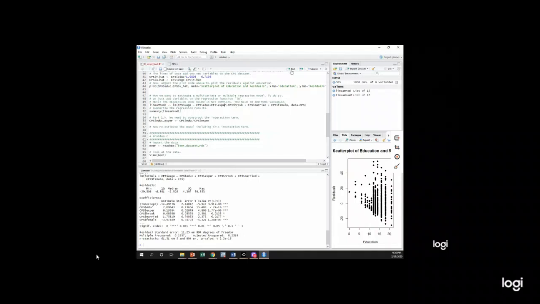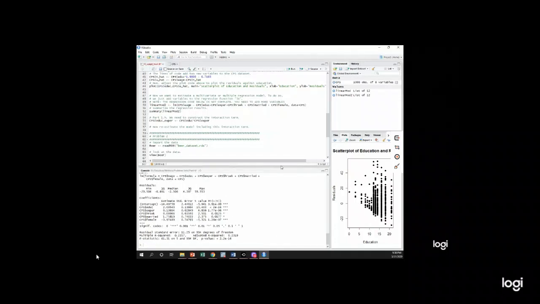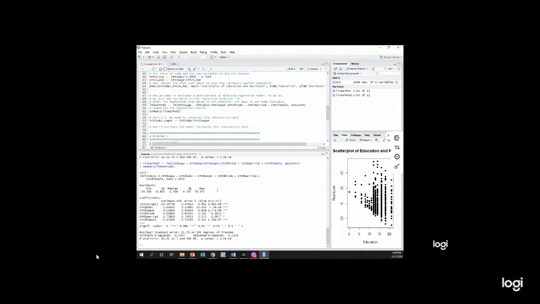I put my cursor on this line. Let's run. It spits out that linear mod 2 has been run. It's a linear model with wages regressed on education, experience, hours worked, married, and female using the CPS data. Now let's summarize linear model 2, and we get this. We get the summary of our regression. So what do we see?